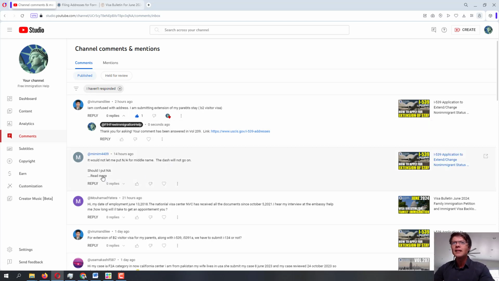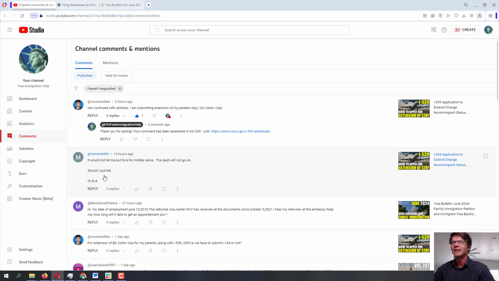From Mimim4409: it would not let me put not applicable for middle name. The dash will not go on. Should I put NA or N.A.? Great question. If you are filling out the form in your situation, I-539, and honestly any kind of form online, please don't confuse filling it out electronically with the PDF through Adobe Acrobat Reader. Filling out the form online means you are filling it out through the USCIS portal. You created the online account with USCIS and you're filing the form online.